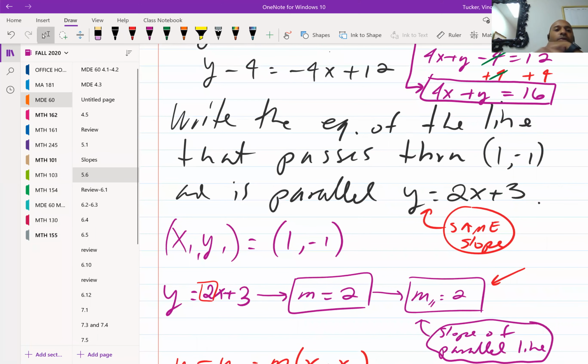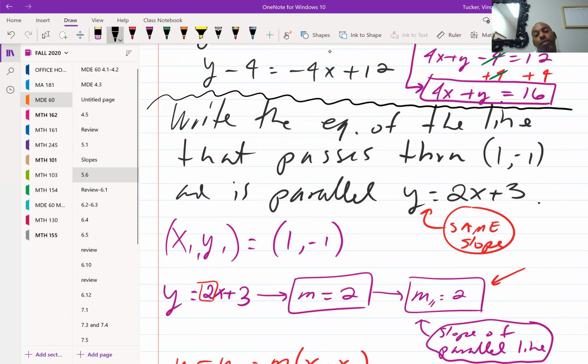All right, so the next one starts right here. Write the equation of the line that passes through 1, negative 1, but it's parallel to y equals 2x plus 3. Sorry about that.